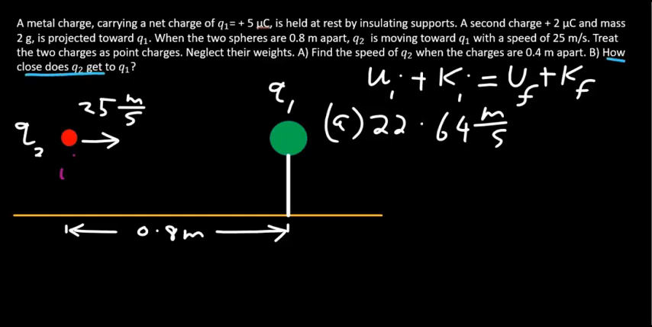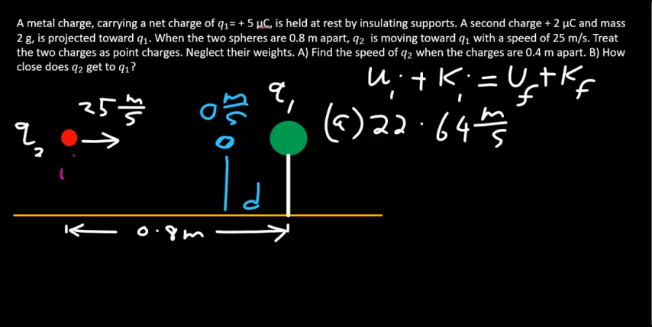Let's look at part B. How close does Q2 get to Q1? So the minimum distance. Let's assume that happens over there. That is the closest distance, and it occurs at, let's say, a distance of d. What makes that the closest distance? At that point, the speed would become identically 0. So it cannot approach Q1 any closer.